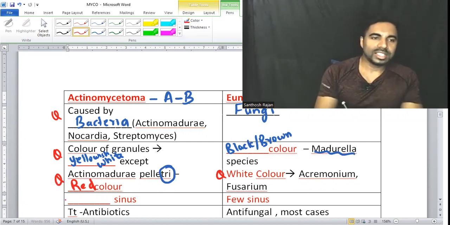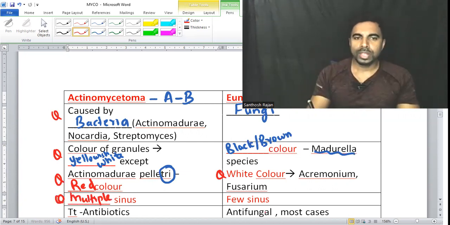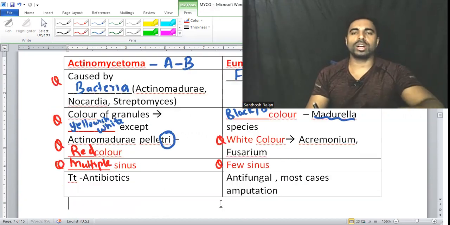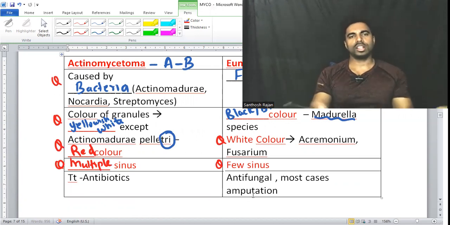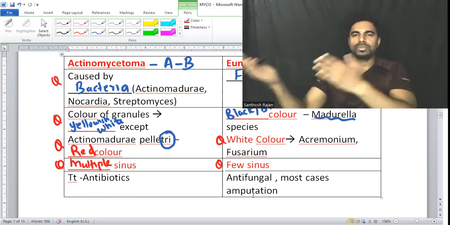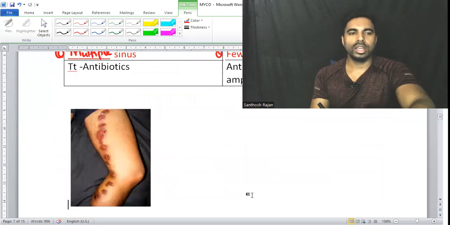Otherwise, black. And sinus in bacteria will be always multiple sinus, usually many, many. But in fungal mycetoma, there are usually few sinus, because it is a delayed process and takes a lot of time to occur. So only few sinus you will see. Treatment: bacteria, antibiotic. Eumycetoma fungi, antifungal. That's it. So mycetoma is finished.